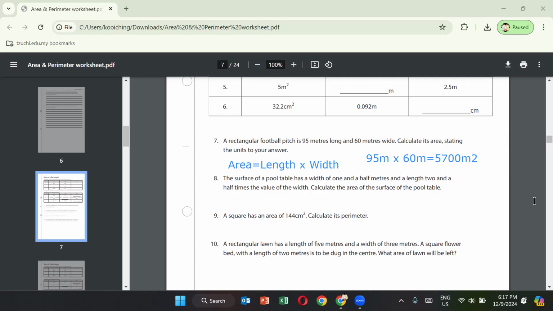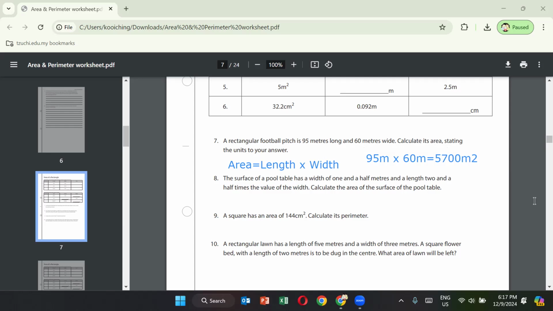And moving on to question number 8, the surface of a pool table has a width of 1.5 meters and a length 2.5 times the value of the width. Calculate the area of the surface of the pool table.